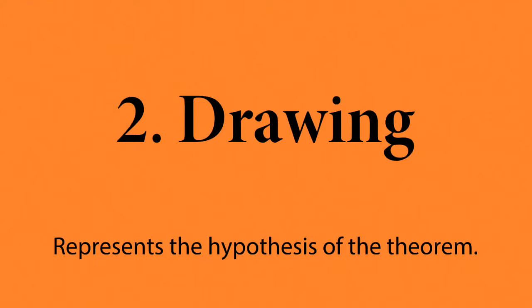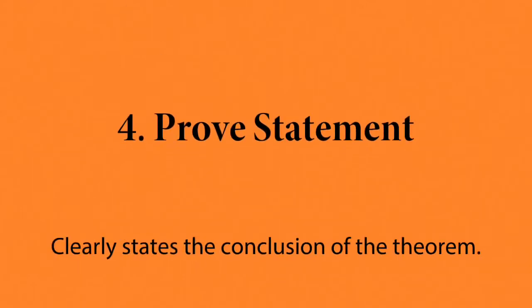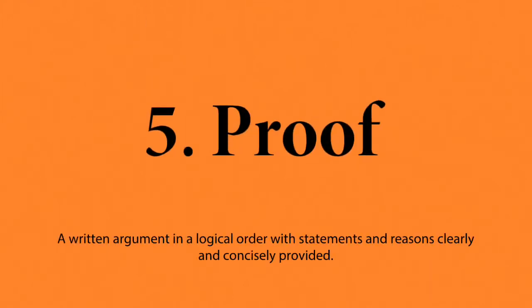hypothesis of the theorem. Once we have clearly stated our theorem and drawn the situation which represents the hypothesis, we should rewrite the given using our drawing and any figures which we have labeled in our drawing to clearly state exactly what the given information is. Having stated the givens using the drawing and hypothesis of the theorem, we will also state the prove statement. Finally, we must write our formal proof of the theorem.